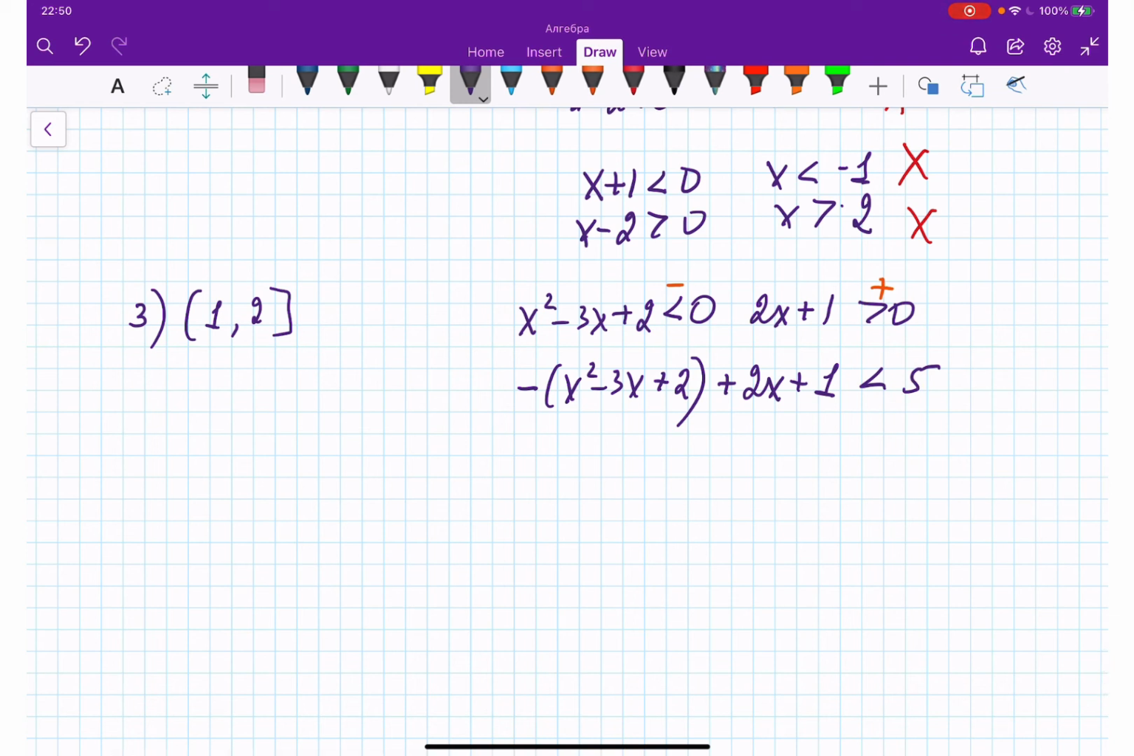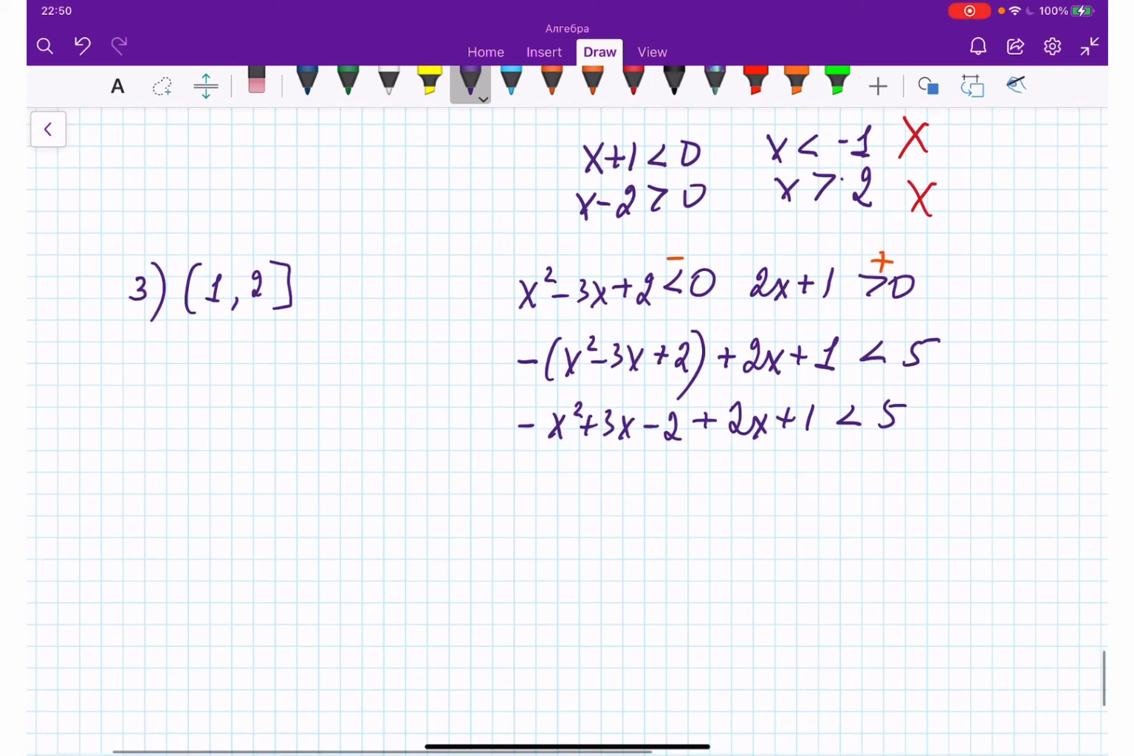So we are getting negative x squared plus 3x minus 2 plus 2x plus 1 less than 5. And here we get negative x squared, this is going to be plus 5x. Negative 2 and 1 is going to be negative 1. And we move 5 here, will be negative 5. Negative 5 and negative 1 is going to be negative 6 is less than 0. Since we don't want to have negative x squared, I'm going to divide every single term by negative 1.